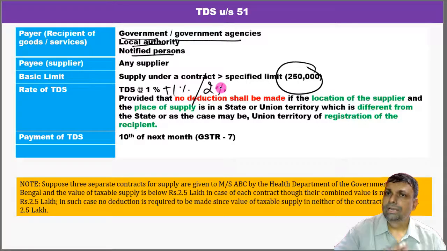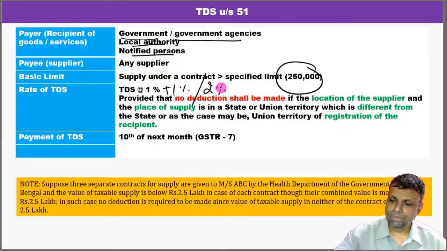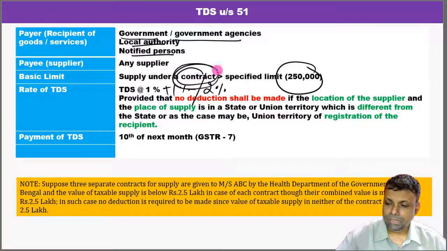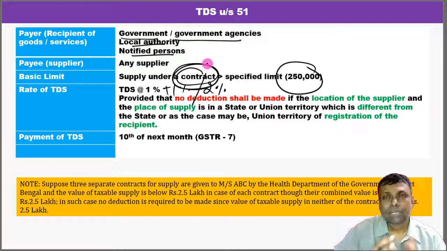The board has clarified hardcore basic things, that this particular limit of 2,50,000 rupees is for a contract. So they have interpreted, and very rightly they have done that. A lot of clarifications they have already given on this particular front, that the limit with respect to the TDS which is applicable is per contract.